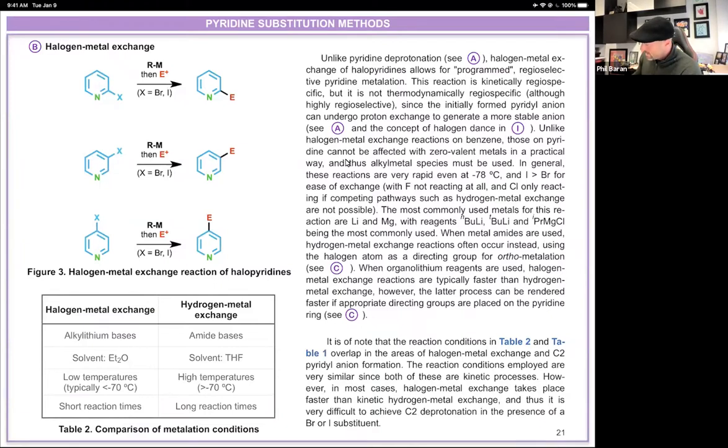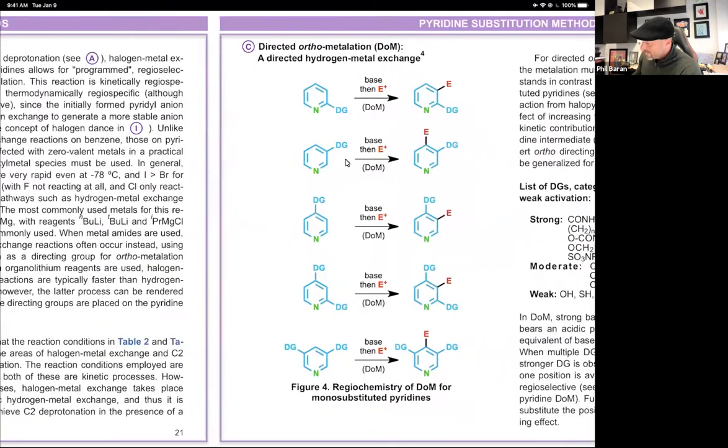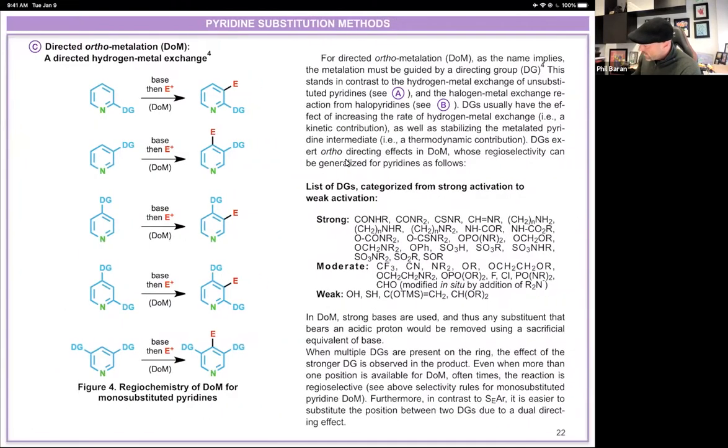And we'll talk about that in just a moment. That's really important. And then what about the effect of the directing group? The important thing to remember on this page is the relative sense of directing group capability. Even halogens can act as weak directing groups, not fluorine, but things like iodine, bromine, and chlorine.